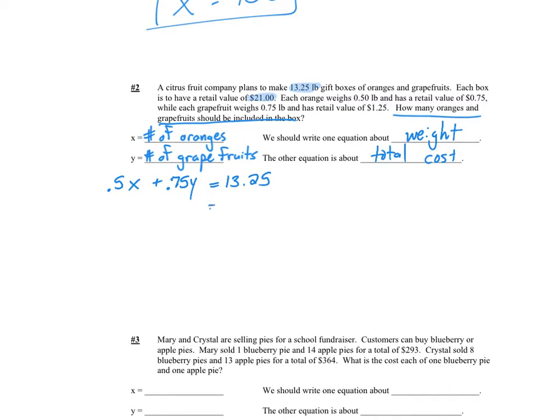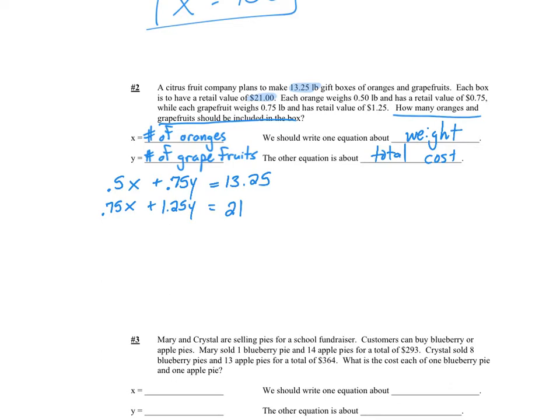The next equation is for the total cost. So the total cost is $21. How much does an orange cost? 75 cents. So 0.75x plus how much does a grapefruit cost? 1.25. So 1.25y. So we have a money equation and we have a weight equation.